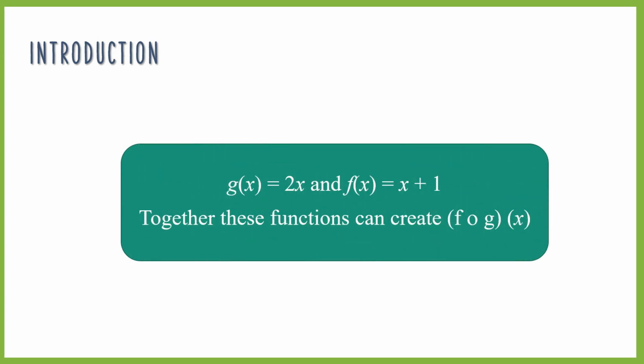Firstly, let me introduce the meaning of the composition of two functions. Consider the given two functions g and f. Together, these two functions can be combined to create a function f of g, where the output of the first function g becomes the input of the second function f. This action defines a composite function. Let's take a look at what this means.